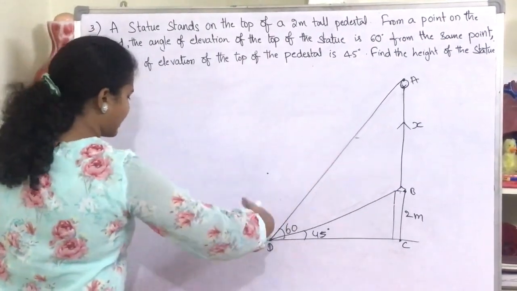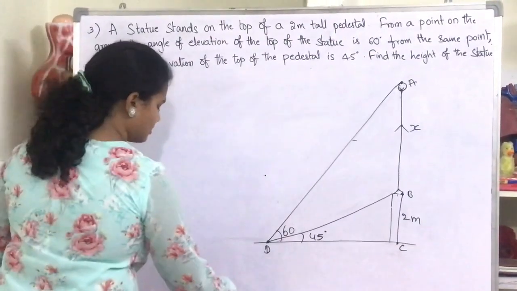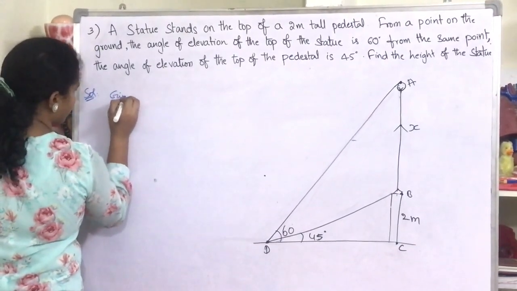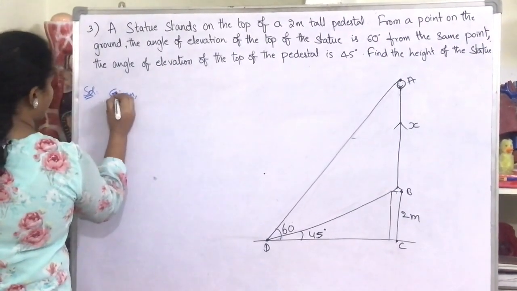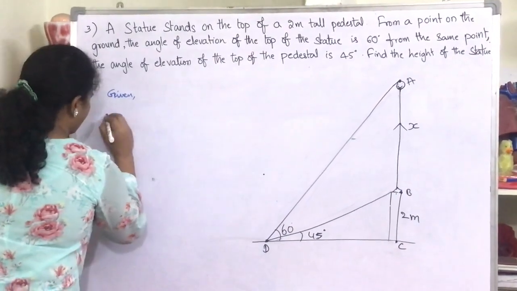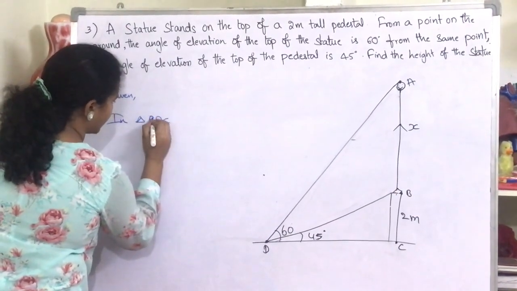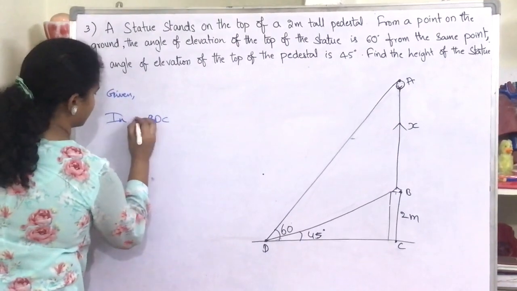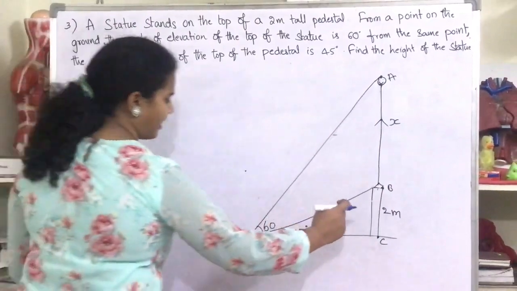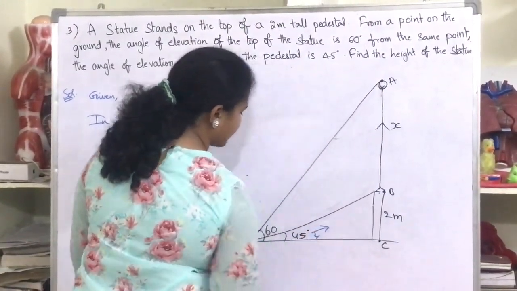So now let's consider triangle BDC. Let's make the solution over here. As here I can write, in triangle BDC, I need the value of DC, so I can consider the opposite side by adjacent side.